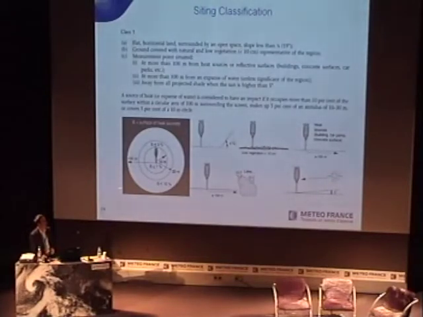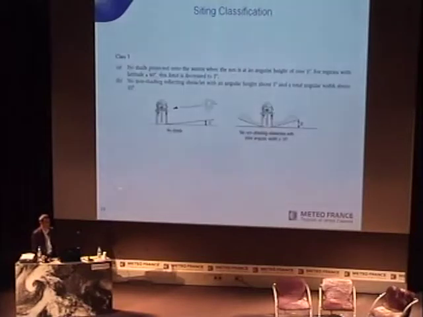You want low grass and low vegetation to prevent humidity in the vegetation from disturbing your measurement. And you want to avoid, of course, water sources nearby, because this will also cool down your system, and you will have a bad measurement. So this is one example of siting classification. But there are many others.